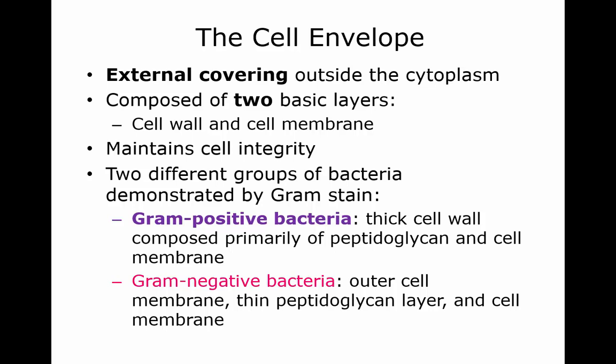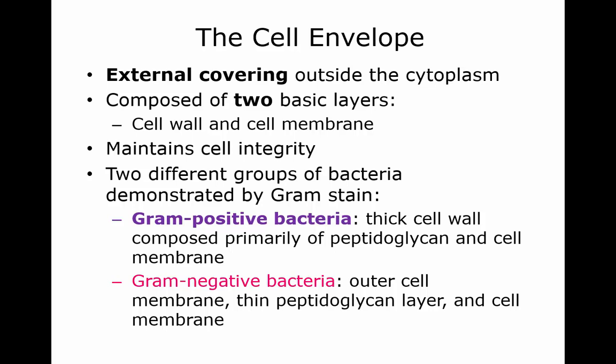A cell envelope is typically composed of two layers: a cell wall and a cell membrane. The cell wall is the outermost of the two, and the cell membrane is the innermost. Now, as far as bacteria are concerned, you're going to hear us talk a lot this semester about gram-positive bacteria and gram-negative bacteria. These are two major categories of classification when we're trying to identify a bacteria, because some bacteria are gram-positive, some are gram-negative.